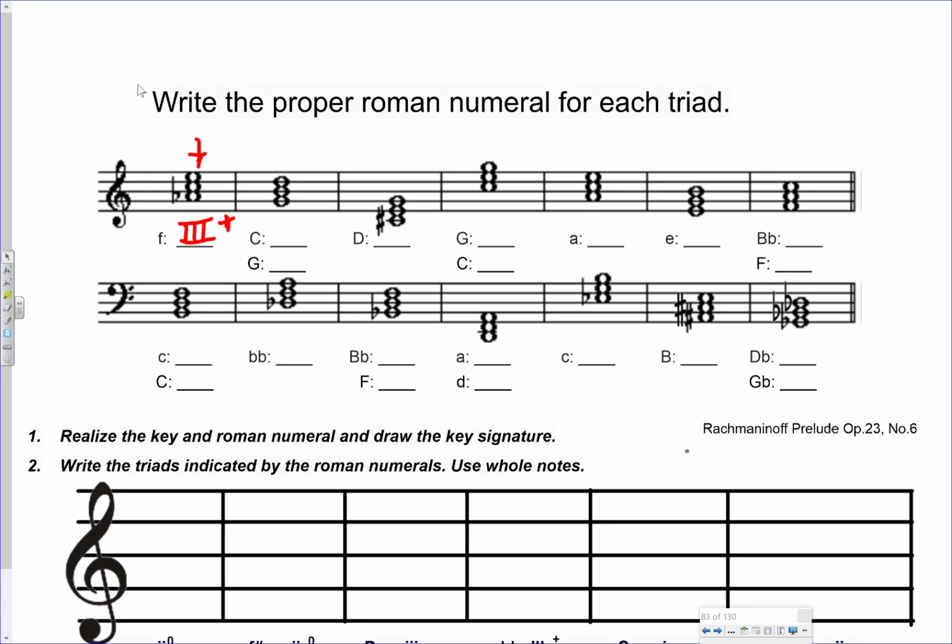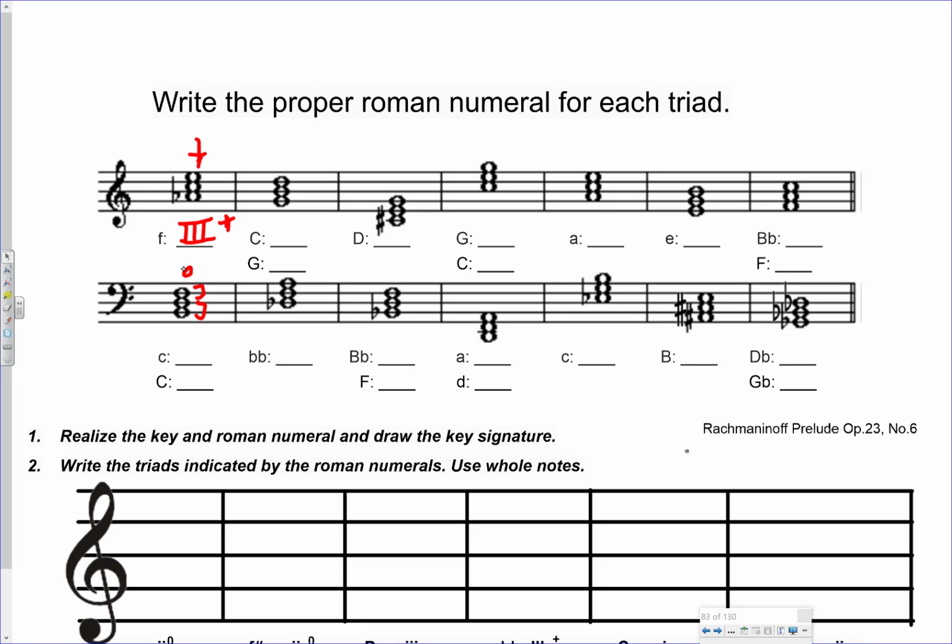Let's try another one together. How about the bass clef first example? Our two keys are C minor, that's the harmonic minor form, and C major. The triad is B as the root, D as the third, and F as the fifth. B to D is a minor third, D to F is a minor third. The triad is diminished. I'll put a symbol right there.